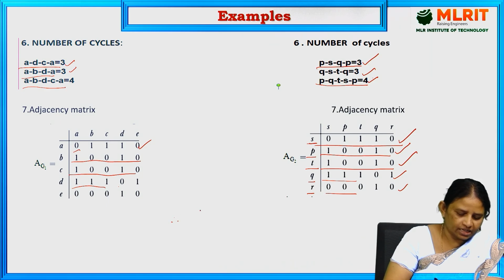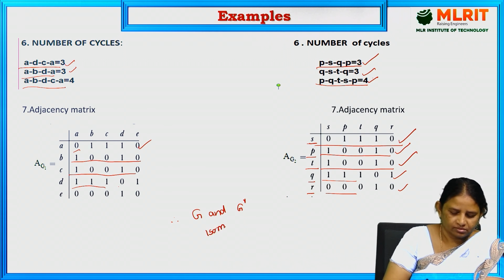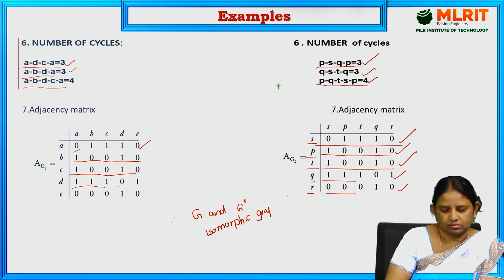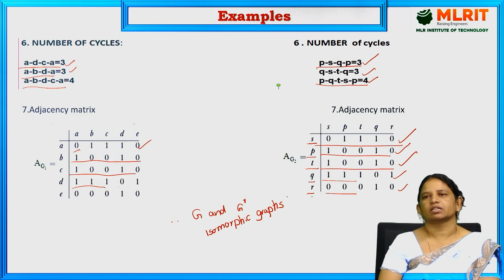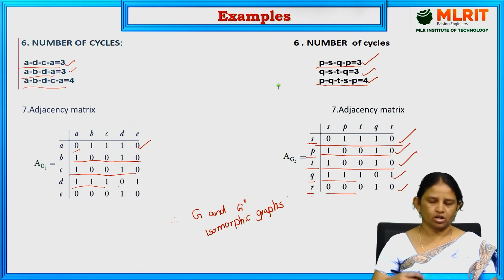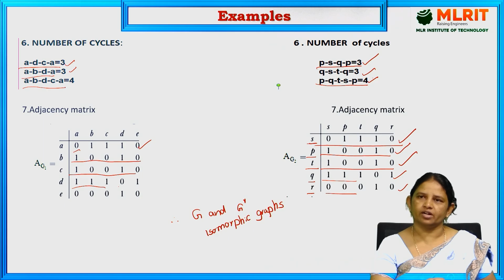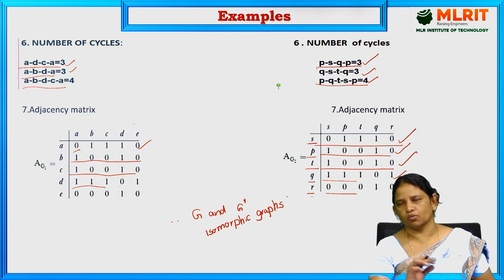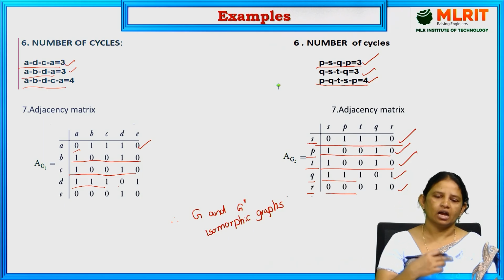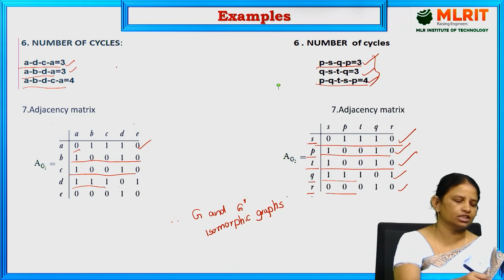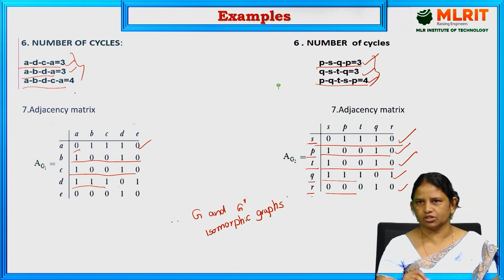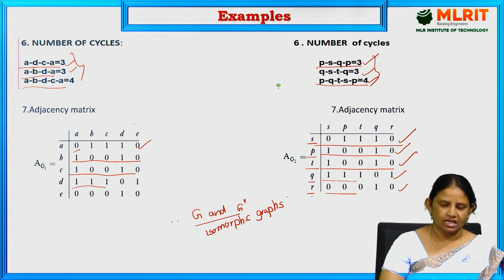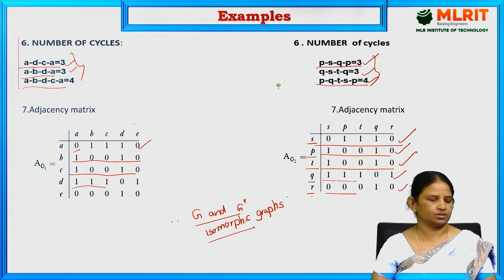Therefore, we can say that G and G dash are isomorphic graphs. So, because all conditions are satisfied, equal number of vertices, equal number of edges, and also one-to-one correspondence and edge preserving, number of cycles consisting of the same length, the length of 4 cycles is same, and the adjacency matrix is also equal for the two graphs, then we can say that G and G dash are isomorphic graphs.